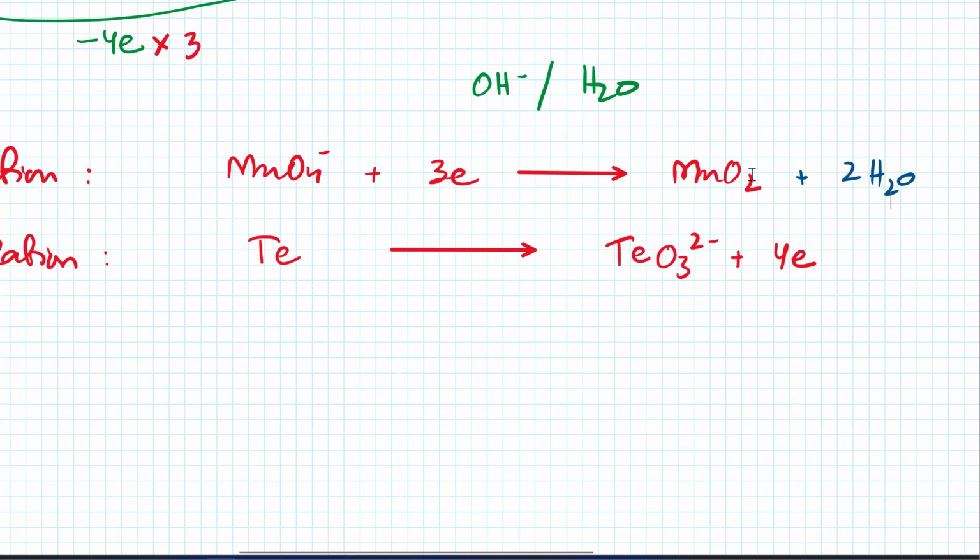So is my oxygen balanced now? 4 oxygens, and there are 4 oxygens. But the trouble is that the H is not balanced. So I need 4 H's on that side. So now that's a problem because I can't just have 4 H's.